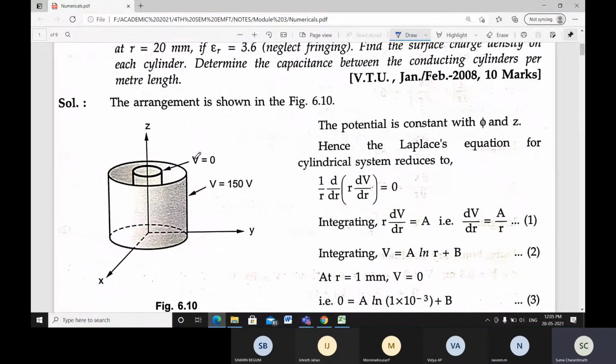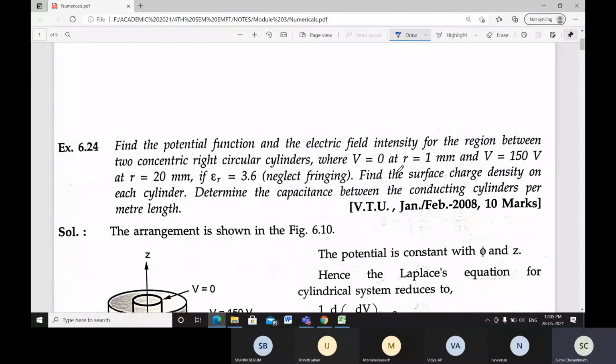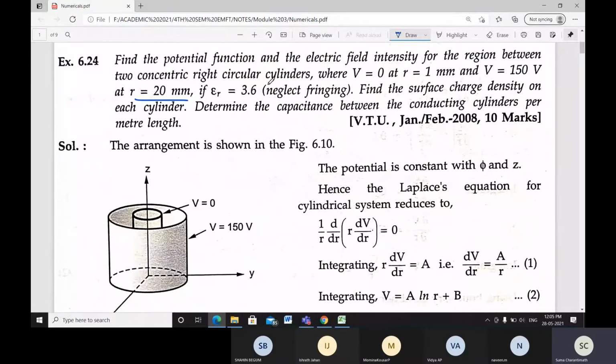This is your cylinder, where the inner radius is given as 1 millimeter at 0 volts, and then 150 volts at the other. Based on the radius you can tell whether it is the inner one or the outer one. The first one is the inner, where voltage is 0. The outer side is 150 volts with a radius of 20 millimeters. The information given is that the potential varies only along the radius.